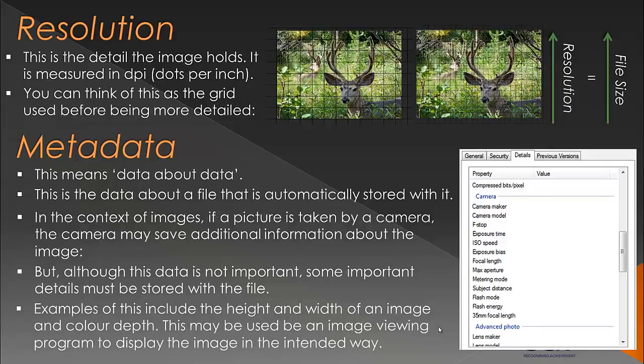But some important things must be stored in the metadata. Examples of this include the height and width of an image and the colour depth, and they may be used by an image viewing program to display the image in the intended way. So when an image viewing program opens a file, it will look at the height, the width, the colour depth, and it will know how to show it on the screen, which is why metadata is important.